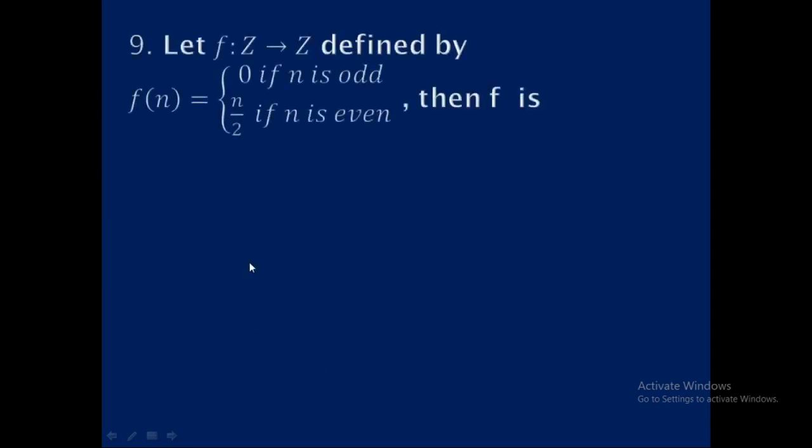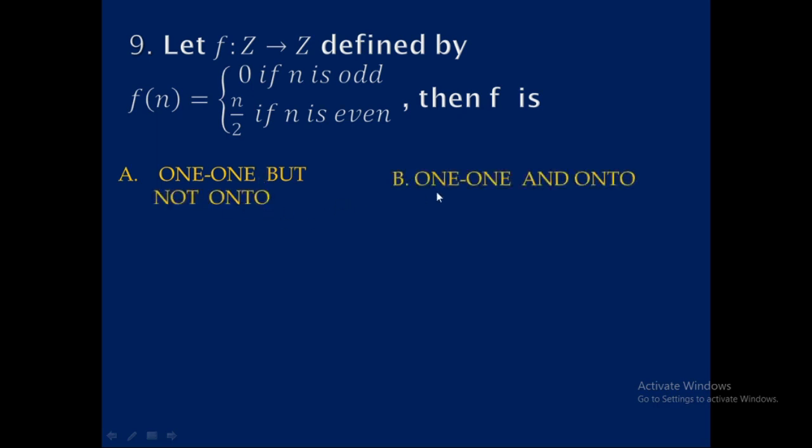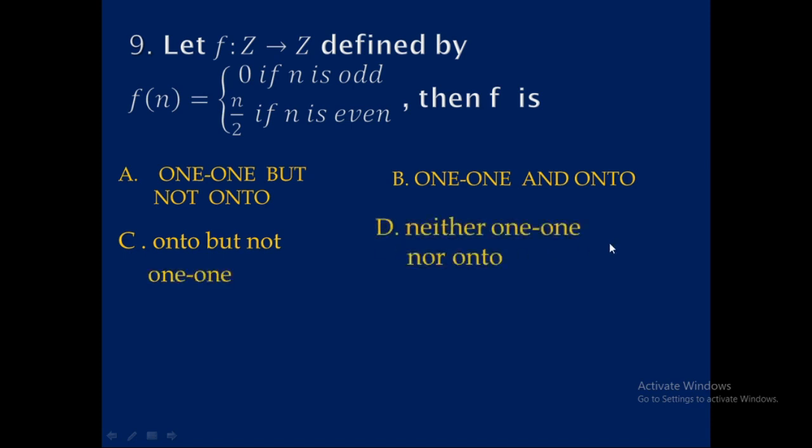The next example, example number 9. Let f be a function from the set of integers to integers, Z to Z, defined by f(n) equal to 0 if n is an odd number, and f(n) equal to n/2 if n is even. Then the options: A, f is 1-1 but not onto. Second option, 1-1 and onto. The third option, onto but not 1-1, and D, neither 1-1 nor onto. Here verifying the 9th question.